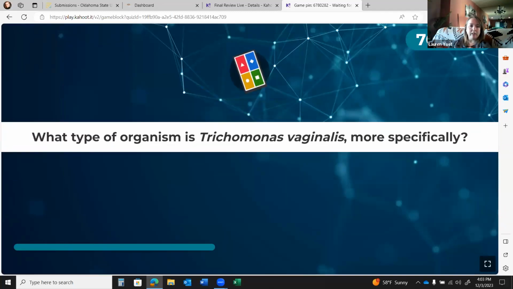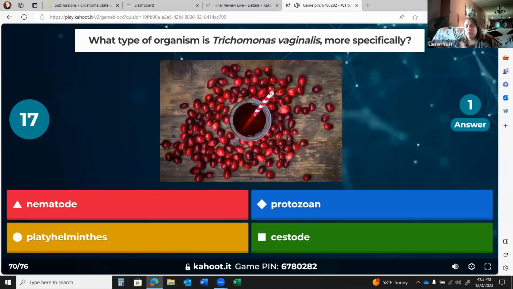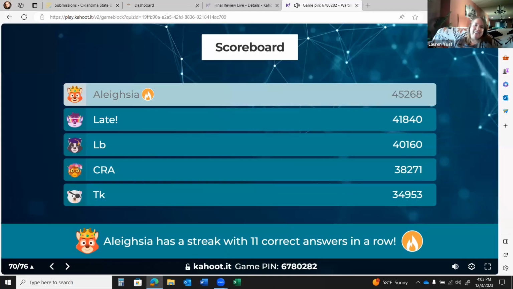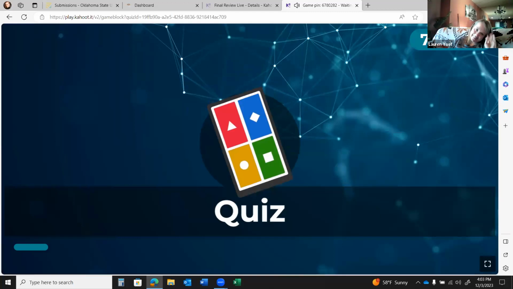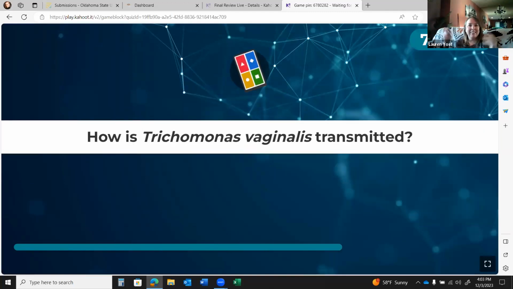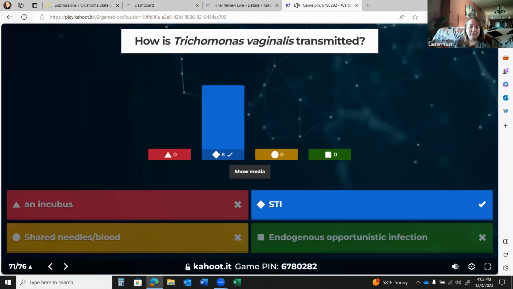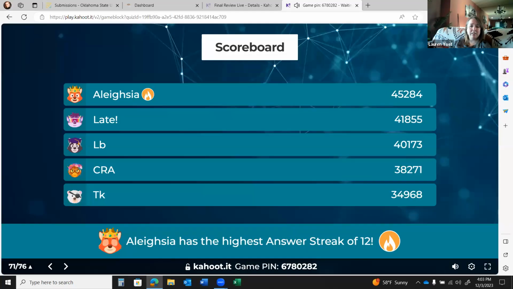Okay, so this is the next part of it. What type of eukaryote is it? This is protozoan, which I did say already. So no surprise there. You guys get that correct. All right, how is it transmitted? Again, another thing I said. That's all right, double review, right? Yes, it is a sexually transmitted infection.